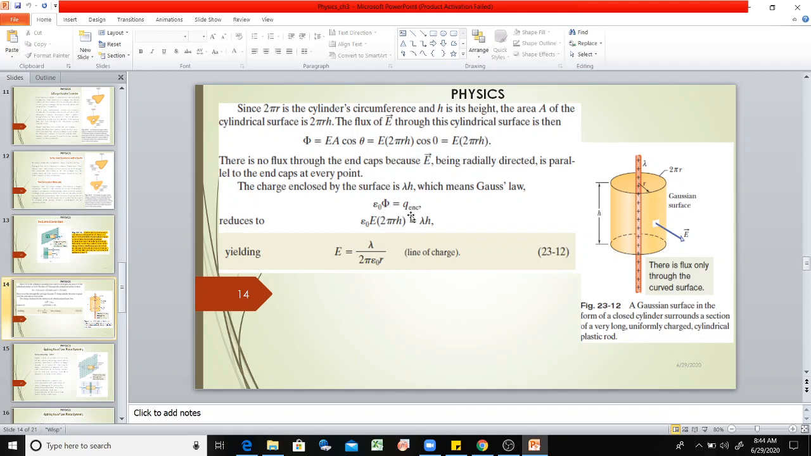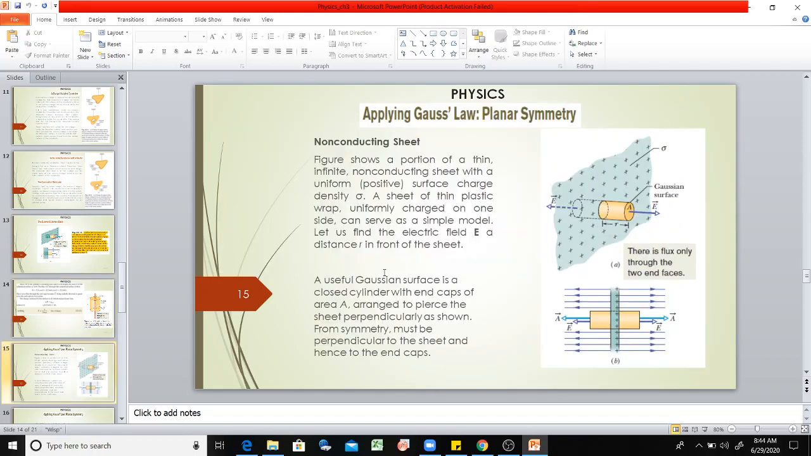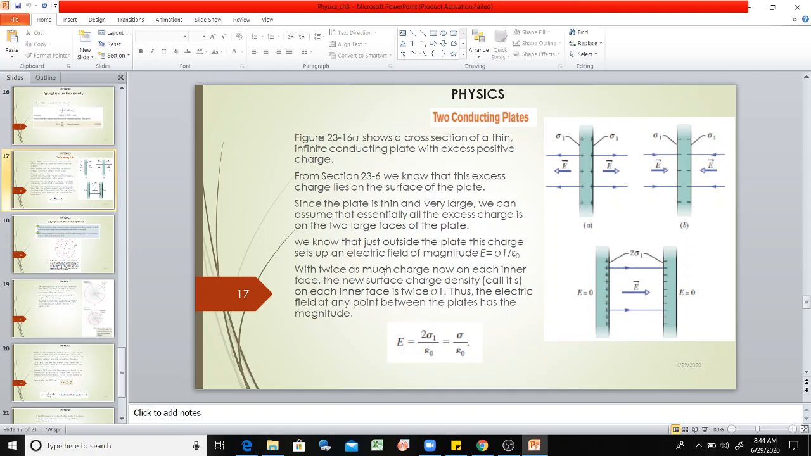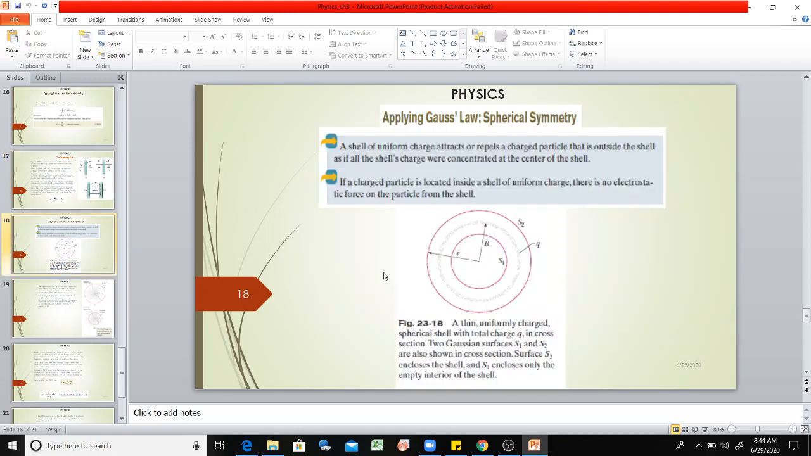Epsilon naught phi is equal to Q enclosed. Epsilon naught E 2 pi r h equals lambda h. E is equal to lambda over 2 pi epsilon naught r. The same way you can calculate for planar symmetry and two conducting plates as well. It will be twice if they have the same charge. If they have opposite charges, it becomes twice.